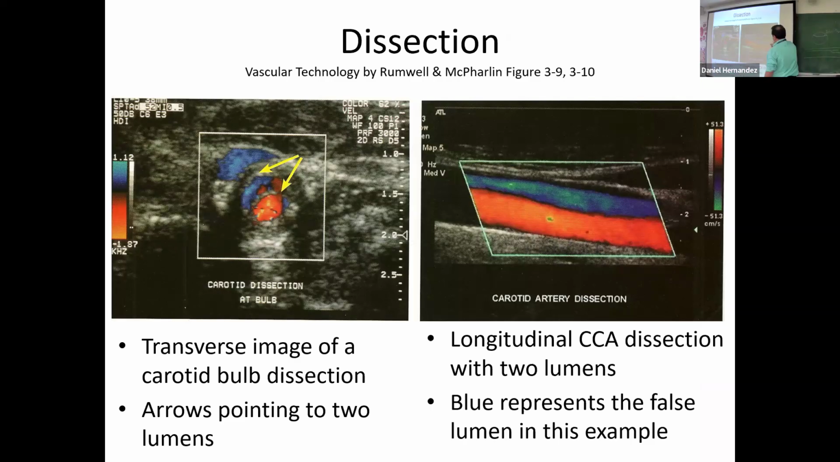So another example of true and false lumen now. This is with a carotid artery dissection. In this case, blood flow is going to be going in this direction. Red is towards, so this is going to be our true lumen, and then the blue representing that false lumen with blood flow flowing in the opposite direction. Here we can see the transverse of that dissection with the intimal flap.